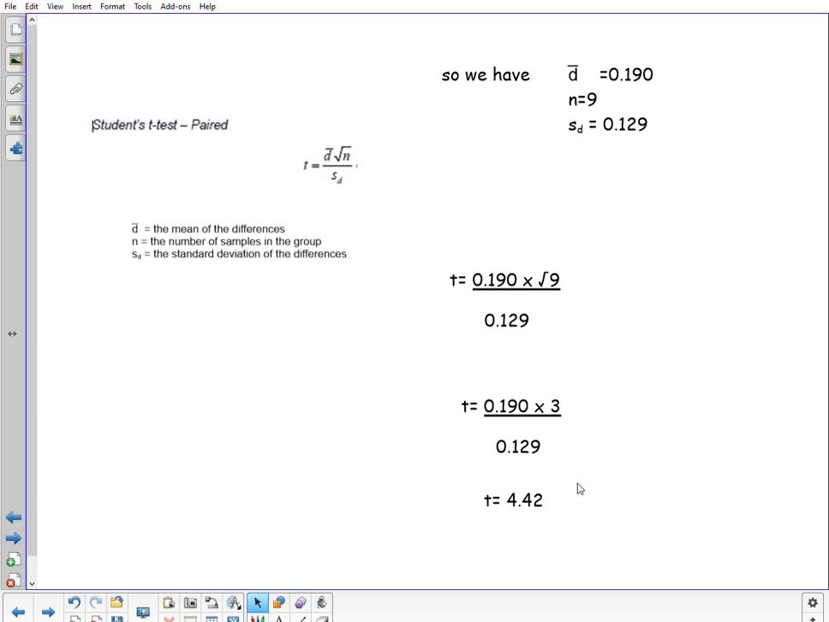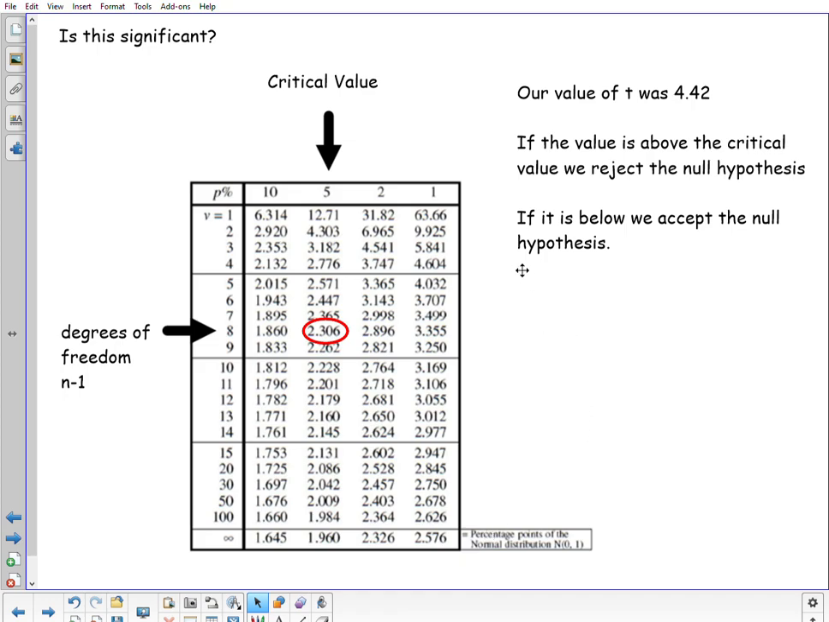Now, what does that value of t actually mean? So what we have to do with this value of t is look it up in a table of values. Lots of statistical tests have tables of values that show us whether our data is significant or not. And across the top, you have the probability or the percentage that we can accept or reject our null hypothesis. And in all statistical tests, the critical value is at the 5% level of confidence. So we are 95% confident that we can reject our null hypothesis. Okay, so that is significant.